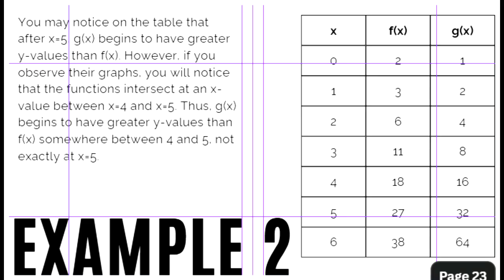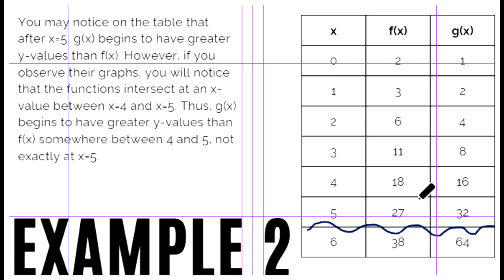You may notice on the table that after x equals 5, this is going to be our point of change, g of x begins to have greater y values than f of x. So up to this point, this is lower. It's actually between 4 and 5, but they're saying here, because here it switches. And then here, f is winning, winning, winning, and then it's actually here, but they're saying at x equals 5.